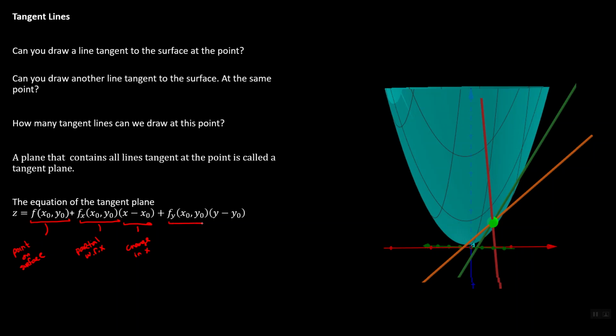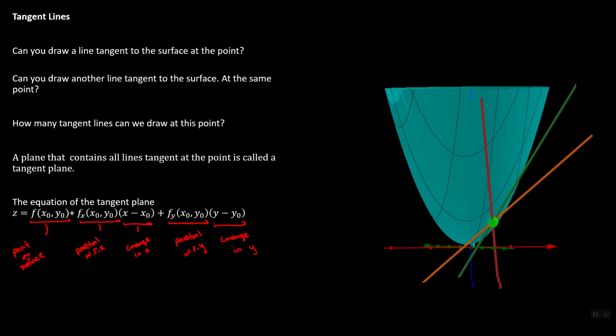And then we also have our partial with respect to y, multiplied by our change in y. Each of these partials is evaluated at that point, x0, y0, so we'll make sure to do that.